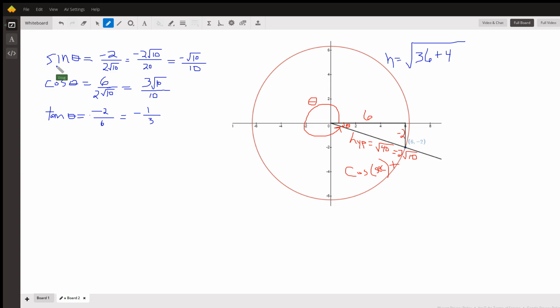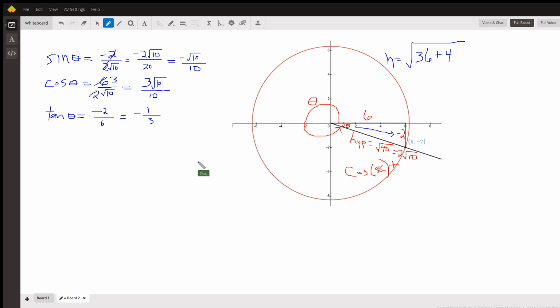So now you can say the sine of theta is opposite over hypotenuse, negative 2 over 2 radical 10. If you rationalize the denominator, I could have canceled out these 2's to start with, you get negative radical 10 over 10. Cosine, adjacent over hypotenuse, 6 over 2 radical 10. And if you cancel these out and then rationalize, you get 3 radical 10 over 10. And finally, tangent of theta is opposite over adjacent, which is negative 2 over 6, negative 1/3.